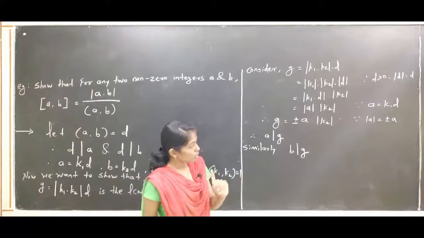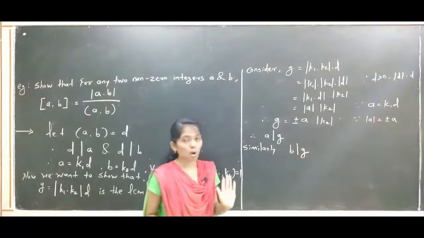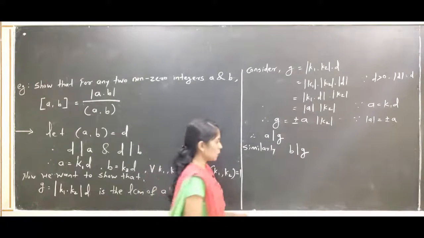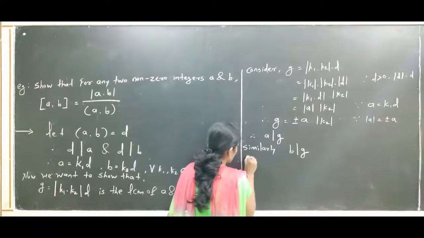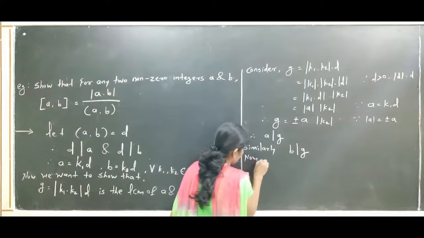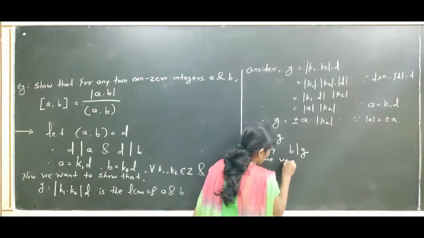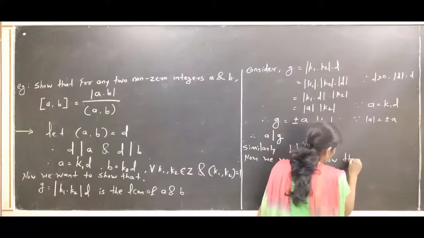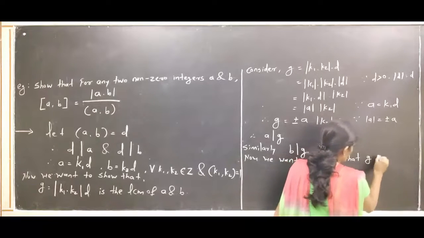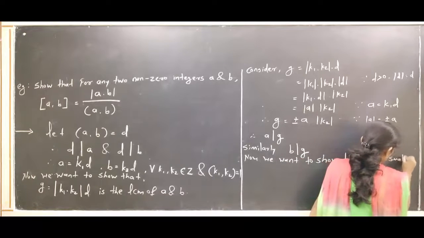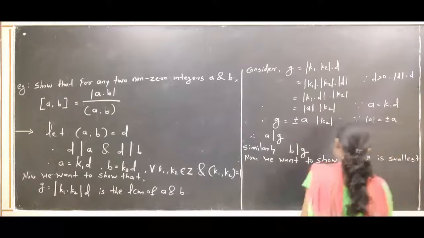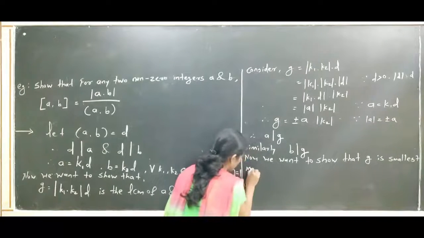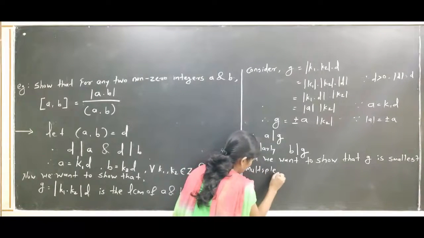Now we want to show that G is the smallest common multiple. Okay. So now we want to show that G is the smallest multiple.